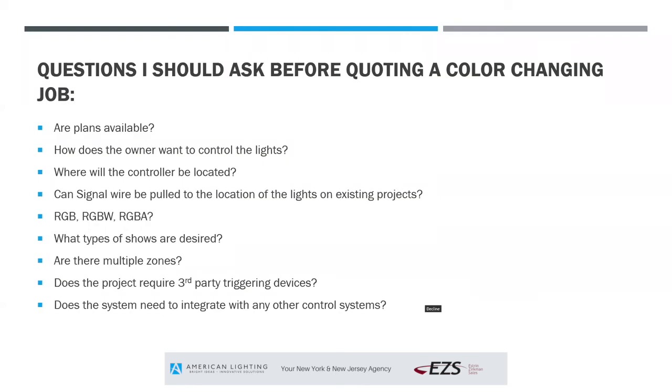How does the owner or the end user want to control the lights? We talked about local access control, internet control, cloud-based control. Do they want that sort of thing? That's a very important question to ask, because that's going to steer you towards the right control system.